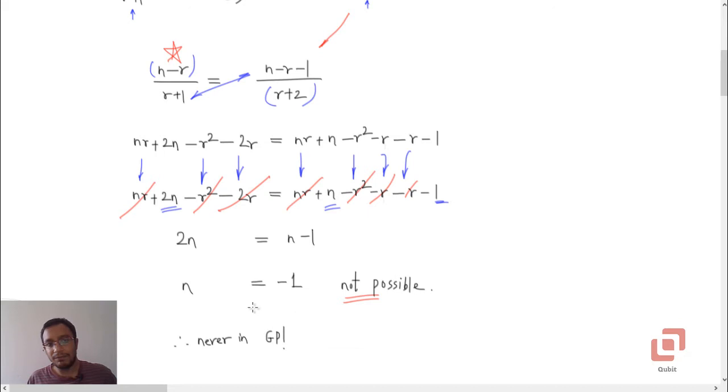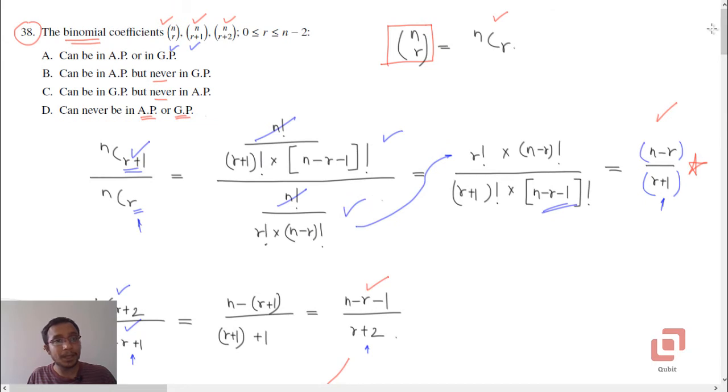Because we are studying combinations, the least value that n can have is 1. So n can never be equal to negative 1, which means any three consecutive binomial coefficients can never be in geometric progression. Alright, so going back to the options, never in GP. So the options that say can be in GP go, so it is either B or D.